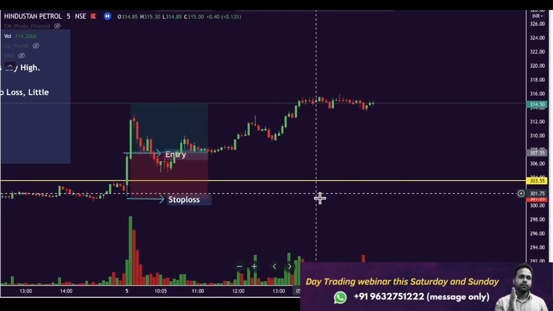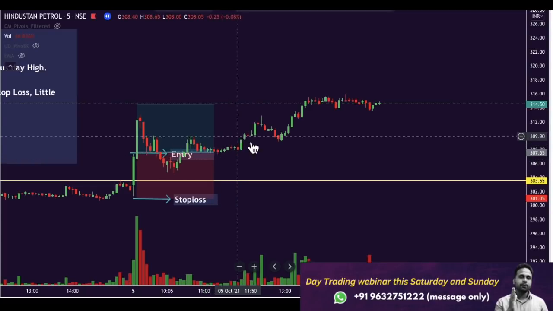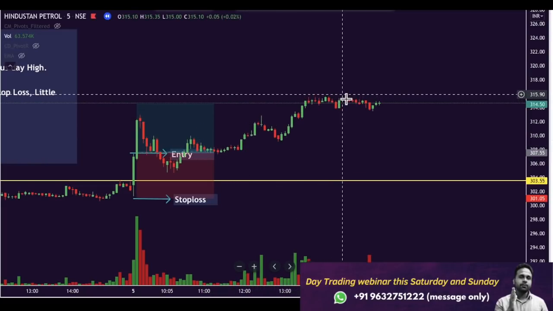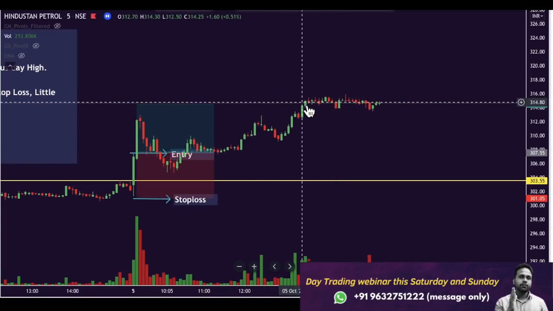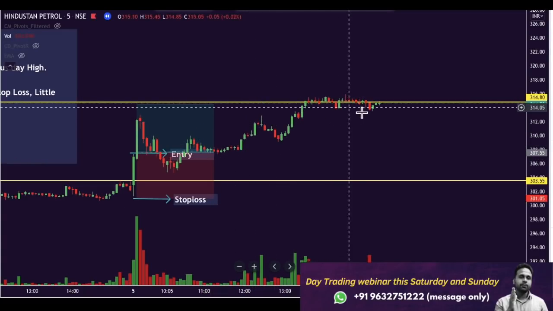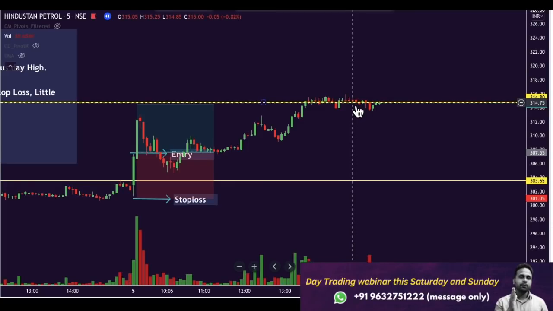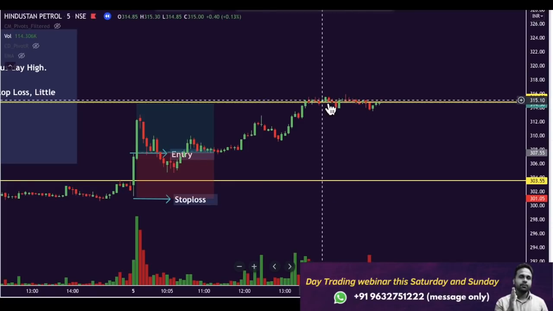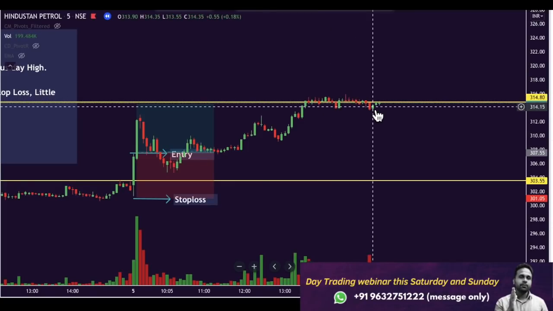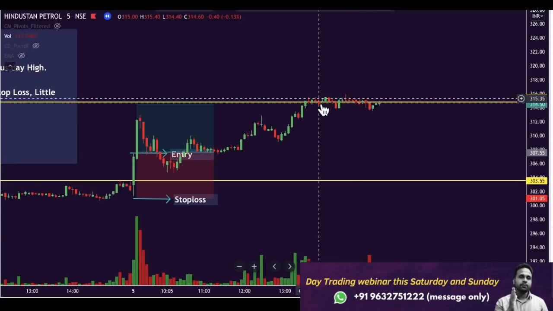Now traders, by the end of the day, this was the momentum of the stock. Our target was achieved at this level. I'll just highlight that for you. At this level, our target was achieved. After that, the market went a little higher and then it went down, but we do not care. We already made our profit at this level.